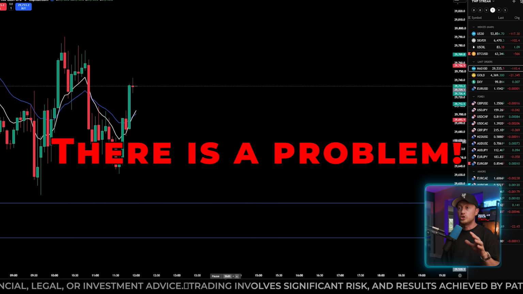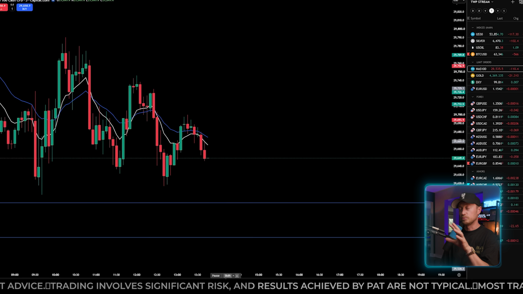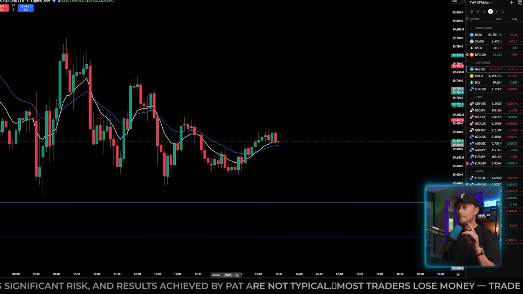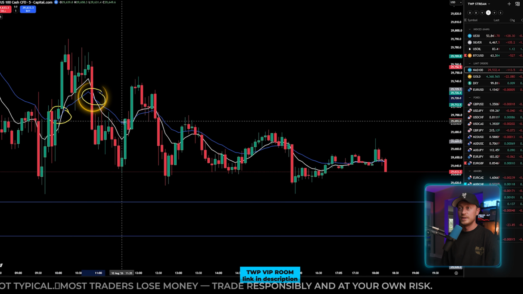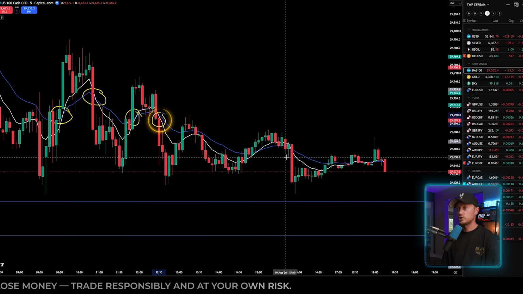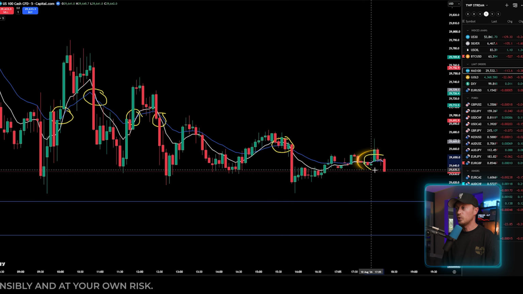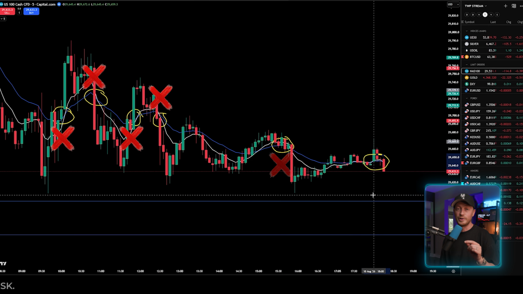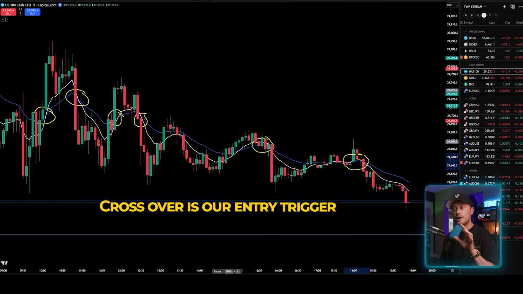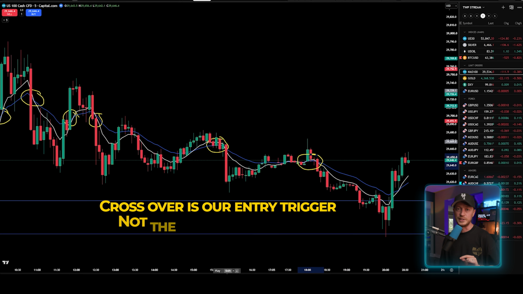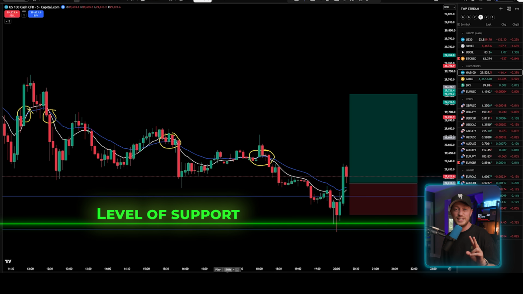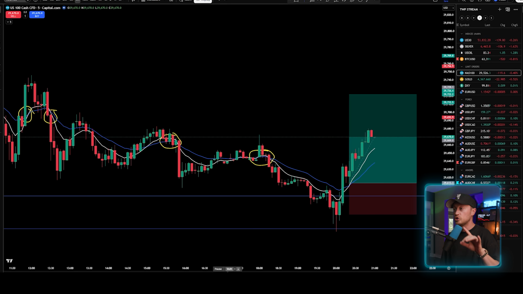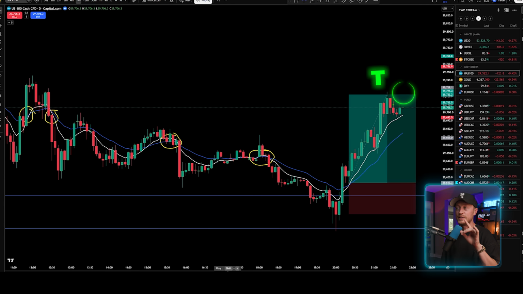If the market gets too choppy, like you're seeing right here, you're going to get a bunch of false trading signals. And if you trade every single one of these crossovers right here, you're going to do significant damage to your account. That's why the crossover is our entry trigger, not the complete strategy. In step 2, I'm going to show you how to use support and resistance to filter the bad signals so we keep our win rate really, really high.